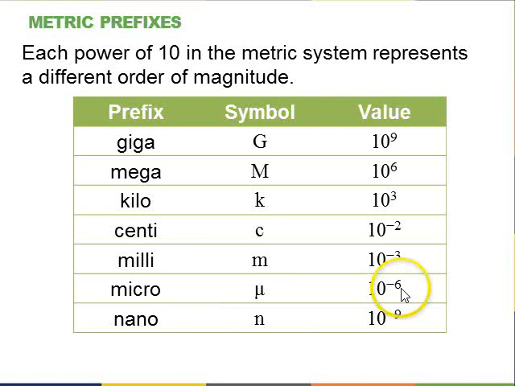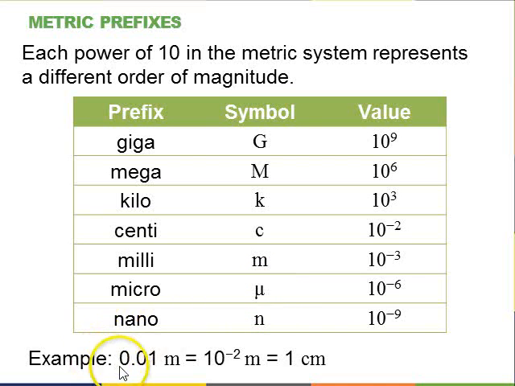10 to the minus 6, or a millionth, the symbol there is micro, and that's a mu. So, for example, 0.01 meters. Okay, that's a hundredth of a meter, or 10 to the minus 2 meters. You can call that 1 centimeter.